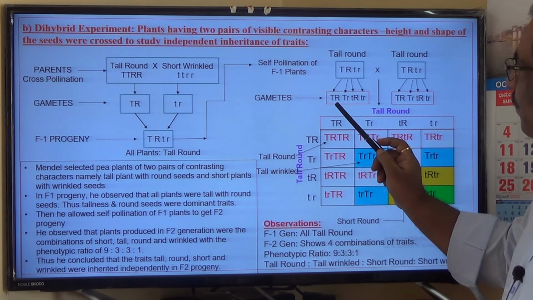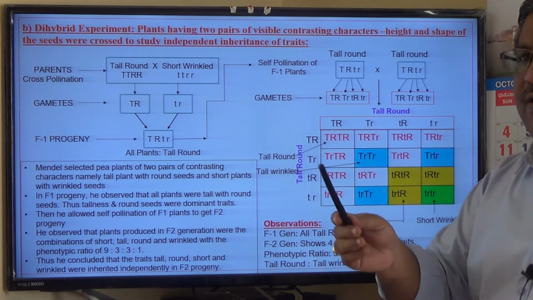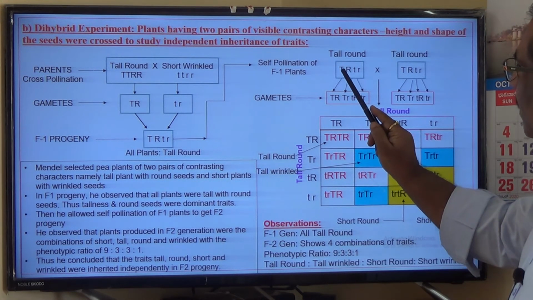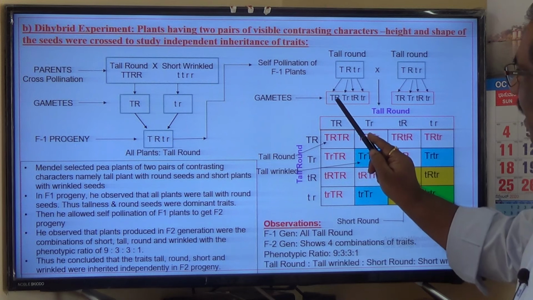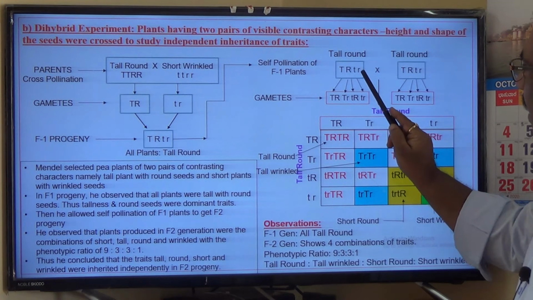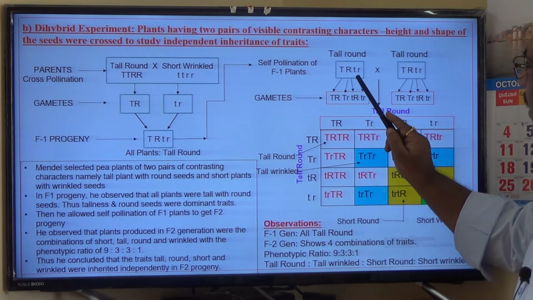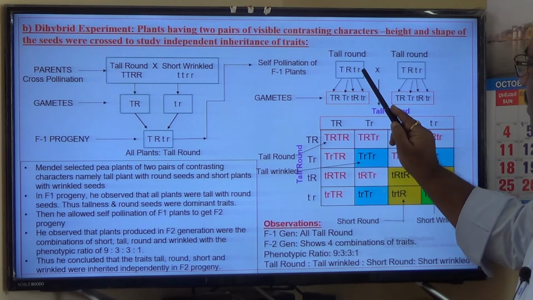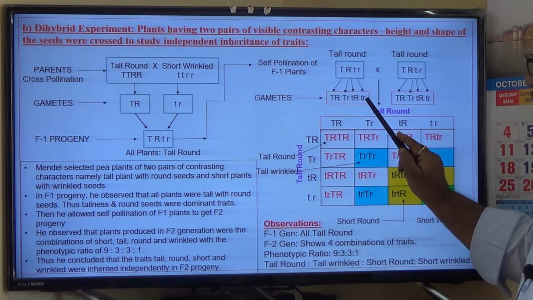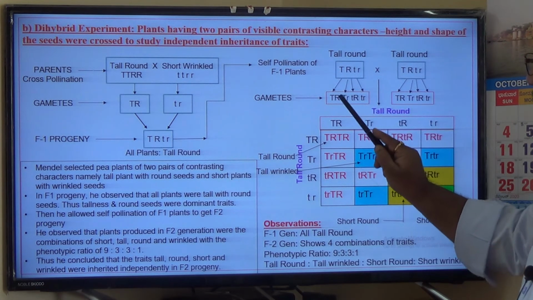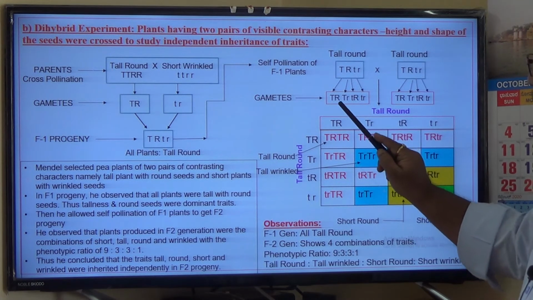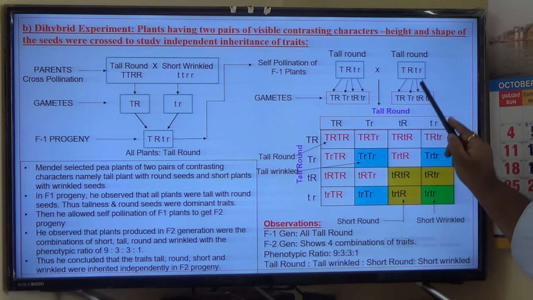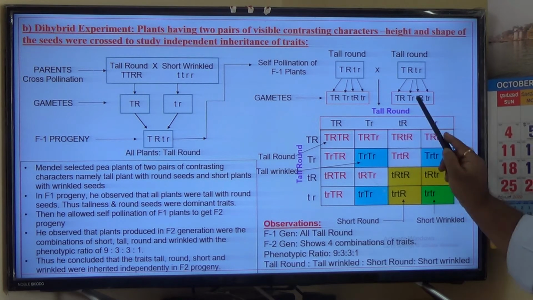In that case it should be a combination of both height and shape. Therefore capital T, capital R represents one gamete, capital T, small r represents the second gamete, small t, capital R represents the third gamete, and small t, small r represents the fourth gamete. So for this plant, these are the different genetic combinations of the gametes. Similarly for the other plant, these are the genetic combinations, both are the same here.